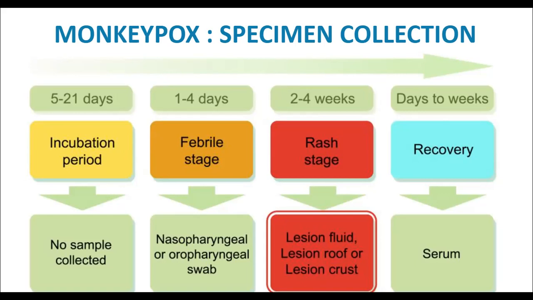In the rash stage, the virus is more concentrated in the lesions. So lesion fluid, lesion roof or lesion crust are collected to detect the virus. In the recovery stage, specific antibodies will be present in the bloodstream. So blood samples will be collected for the detection of antibodies.